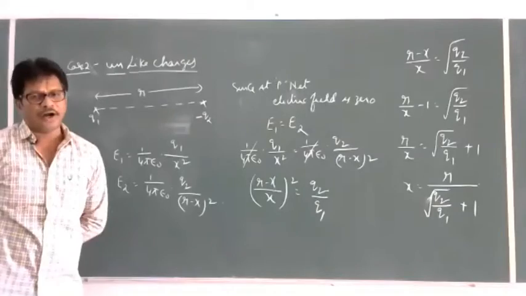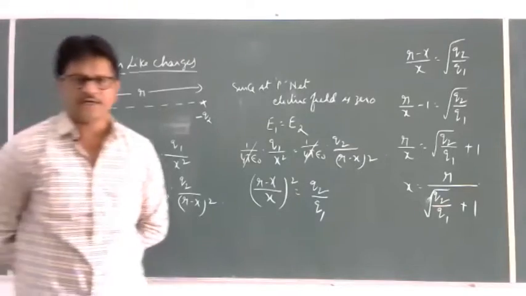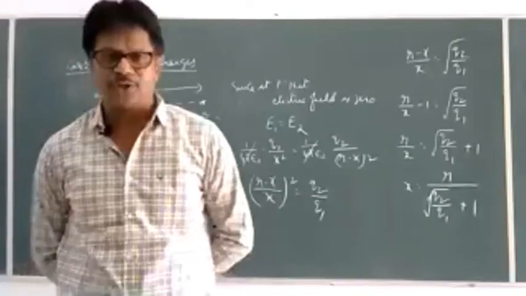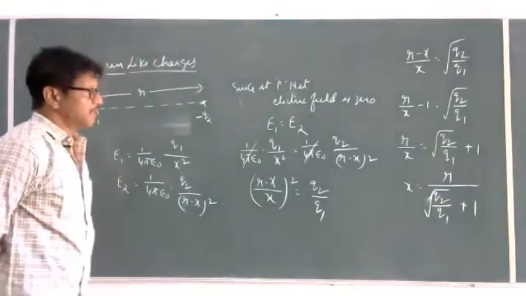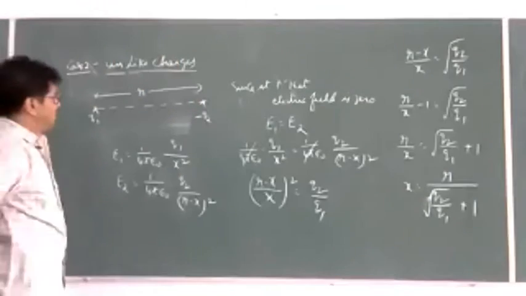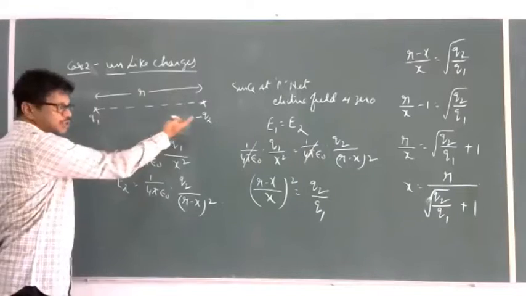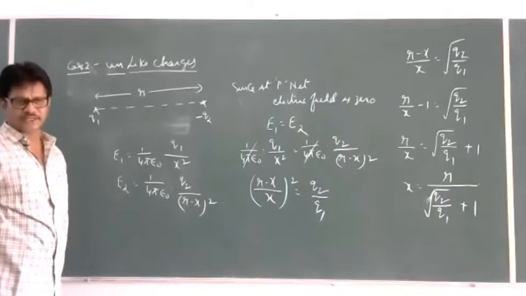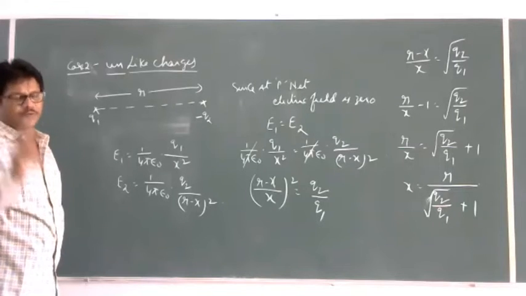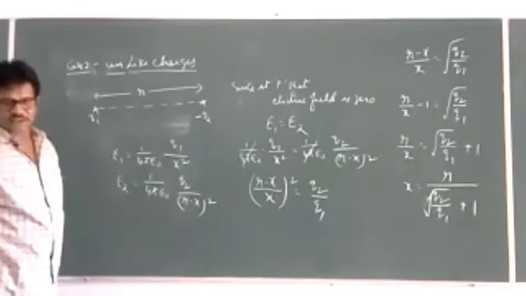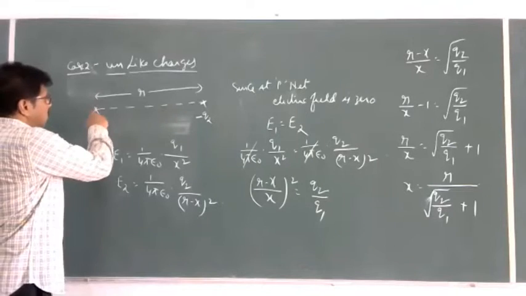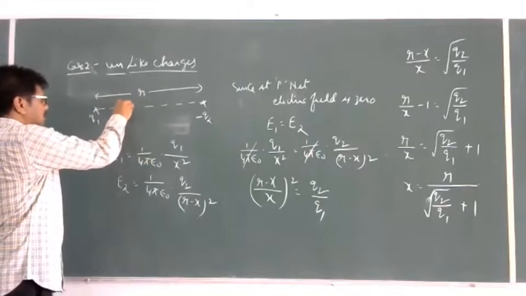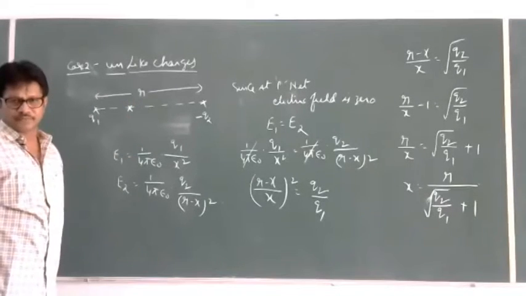Then where will the point be at which the resultant electric intensity is 0? Where will that point be located? Will it be located between these two, or outside of these two? That question arises. For convenience, suppose it is located between these two.